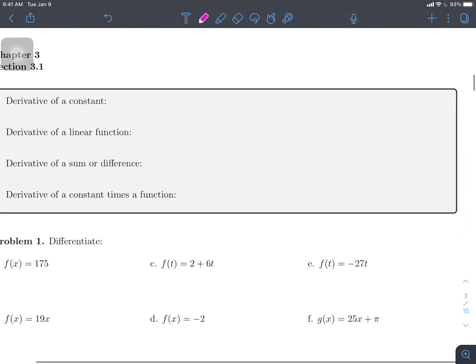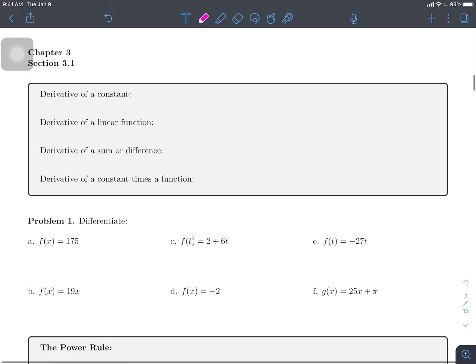So we're going to learn some derivative rules. We're starting chapter 3 now, and we're just going to dive right into it. We have 4 rules which we're going to learn right away: the derivative of a constant function, the derivative of a linear function, the derivative of a sum or a difference, and the derivative of a constant times a function.